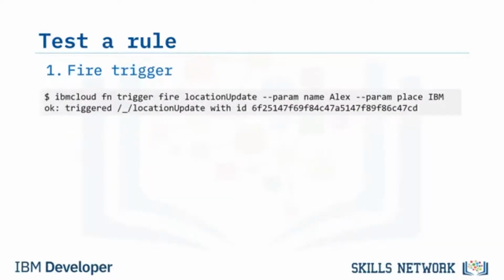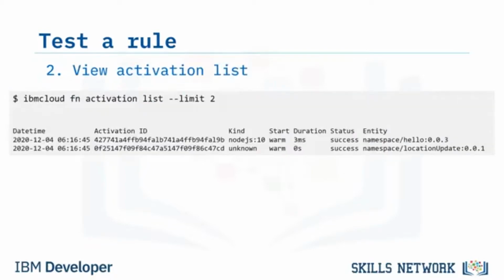Now that the rule is set up for the location update trigger to fire the hello action, you can test the rule. First, you'll fire the trigger. Remember that each time you fire the location update trigger with parameters, the hello action will be called with those parameters. Next, you can verify that the action was invoked by checking the activations list.